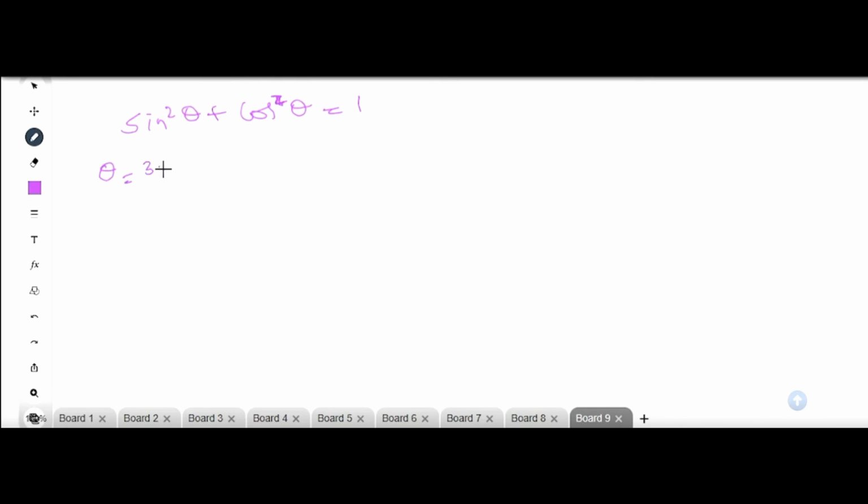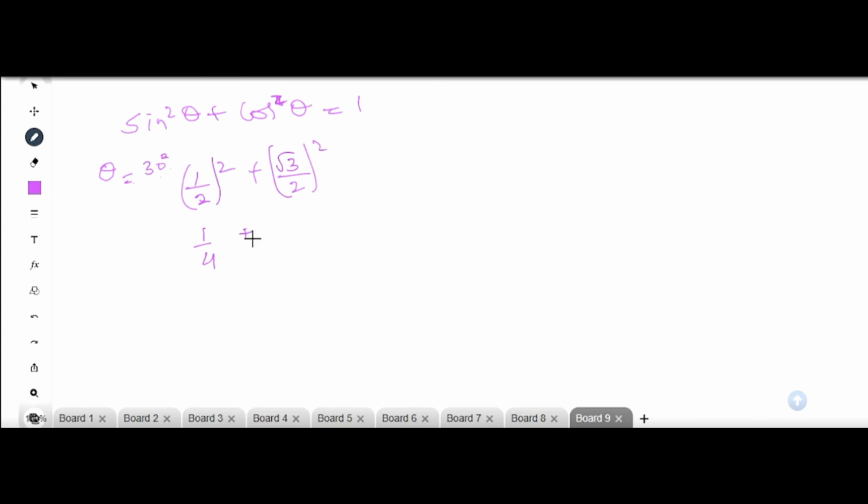I think I can already tell. Let's take sin 30 and cos 30. Sin squared 30: what is sin 30? Sin 30 is 1 over 2. Cos 30 is root 3 over 2. Okay, when you add them up, what happens?